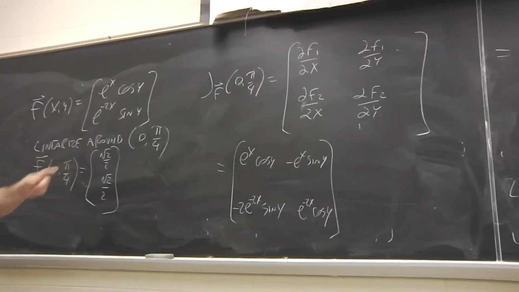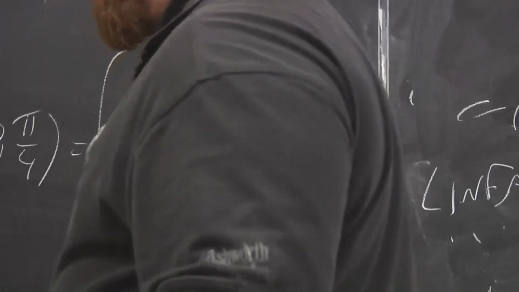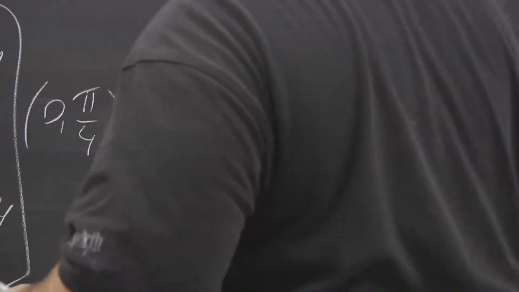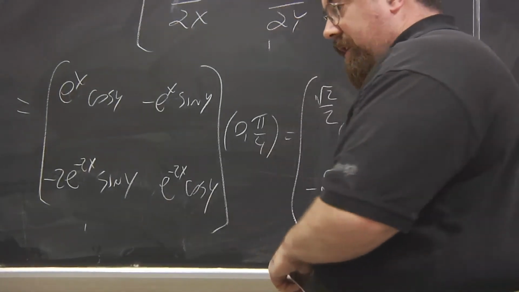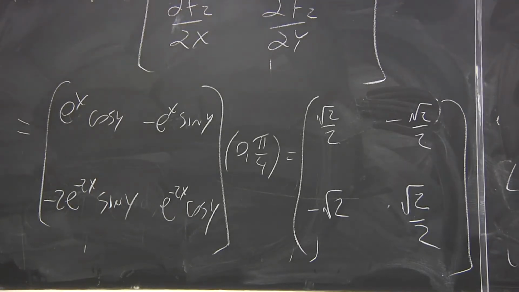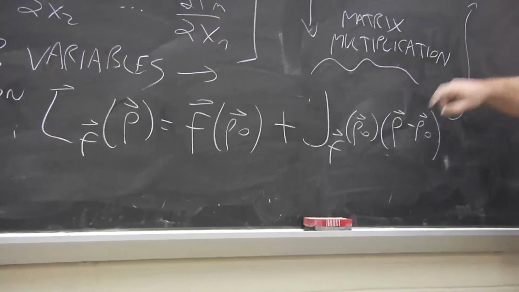But then we evaluate all these at this point, 0, pi over 4. So the matrix that we get ultimately, that we're actually going to use, is square root of 2 over 2, minus square root of 2 over 2, minus square root of 2, square root of 2 over 2. Now we can start writing down the linearization, which is going to be a vector valued function as well. So it's going to be the function value. So I'm just going to be using this formula right here. It's going to go all the way up here.